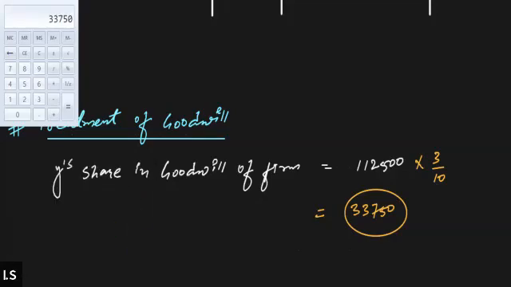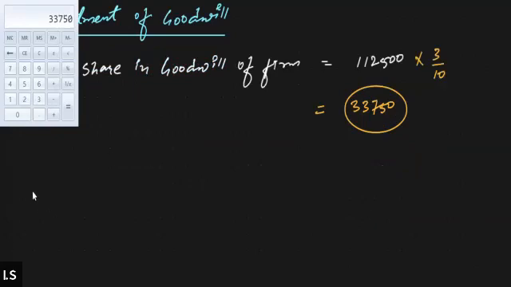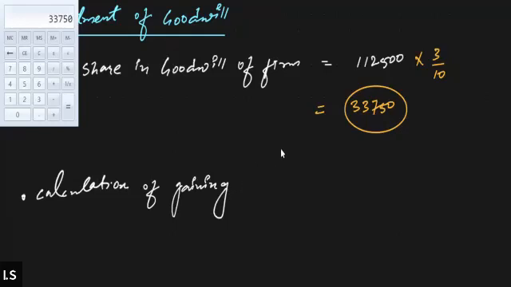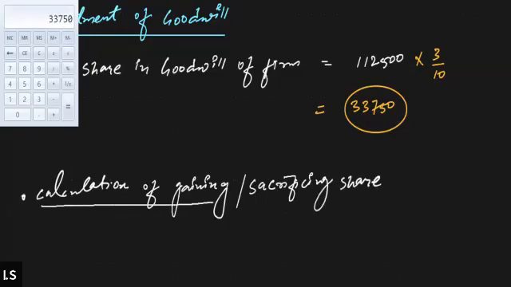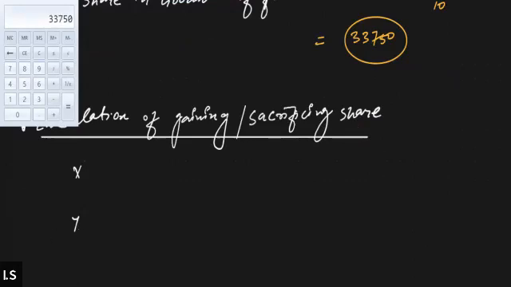We will have to determine the gaining and sacrificing shares of the partner. Calculation of gaining share, in fact. Since Y is retiring, Y must be the sacrificing partner and all other partners are gaining partners. However, we already know the sacrificing shares. X, Y, and Z. And I'm sure that you are able to recall the formula for gaining and sacrificing share. Old share minus the new share.